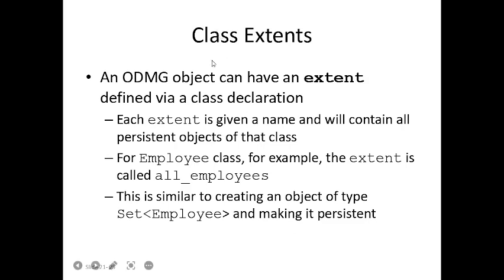Extents are also used to automatically enforce the set or subset relationship between the extents of a supertype and its subtype. If two classes A and B have extents all underscore A and all underscore B, and class B is a subtype of class A, that is class B extends class A, then the collection of objects in all B must be a subset of those in all A at any point.